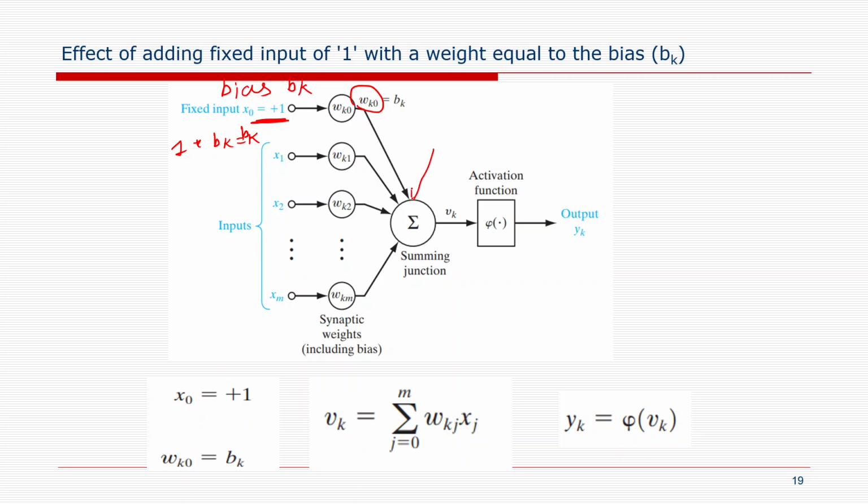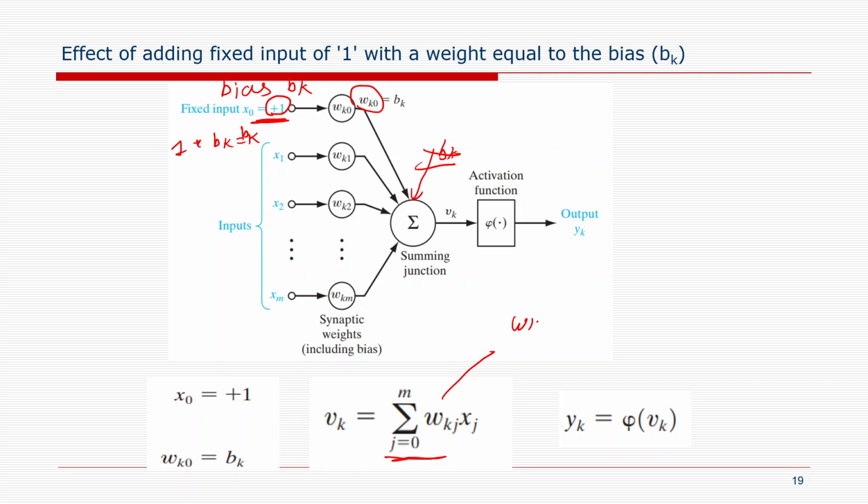That is, instead of a separate BK here, we are considering this bias as an input itself, but the input signal is fixed at 1. And the bias value is considered with the weight as WK0. Therefore, now you observe this expression here.